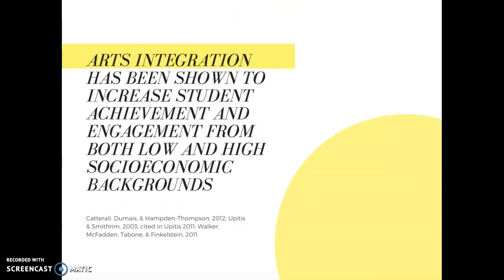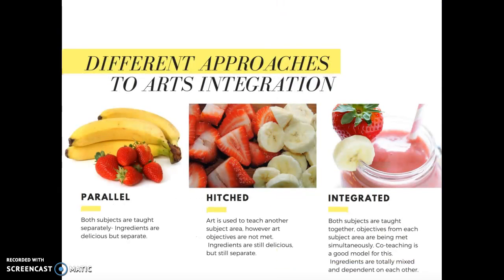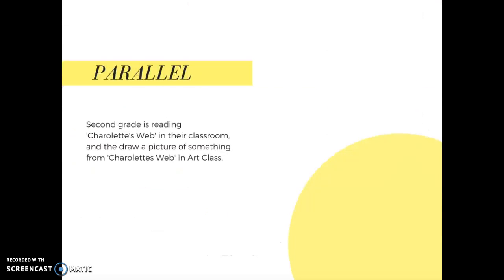Arts integration is shown to improve core subject area learning and increase student engagement. Schools across the country are seeing real results from their arts integration programs. There are different approaches to arts integration. Here you see there are 3 approaches: parallel, hitched, and integrated. In parallel instruction, the collaboration between teachers is minimal, and the art is an afterthought rather than a tool to add depth to core subject area objectives.